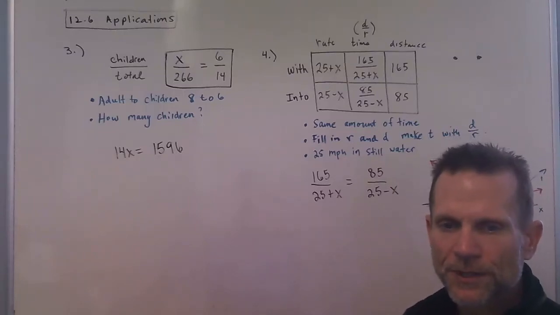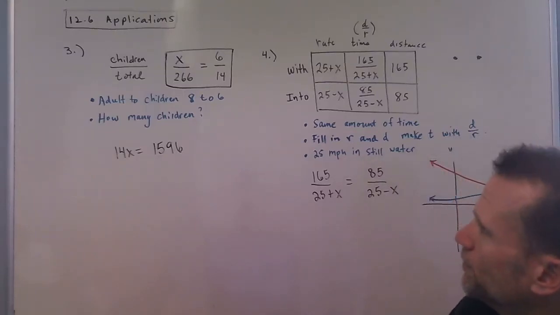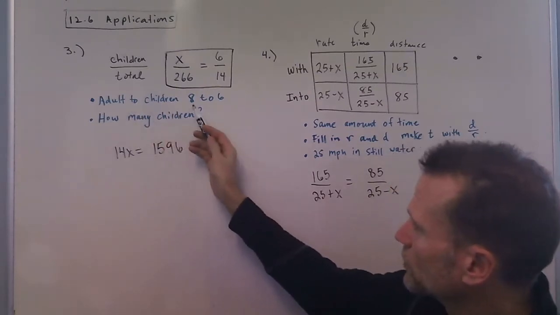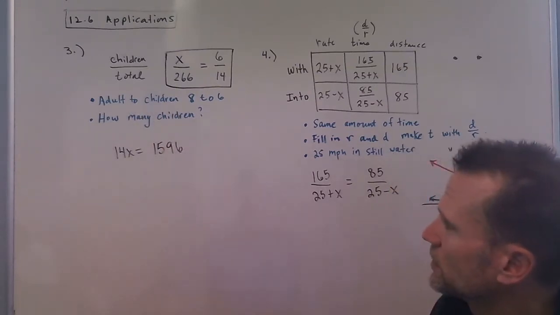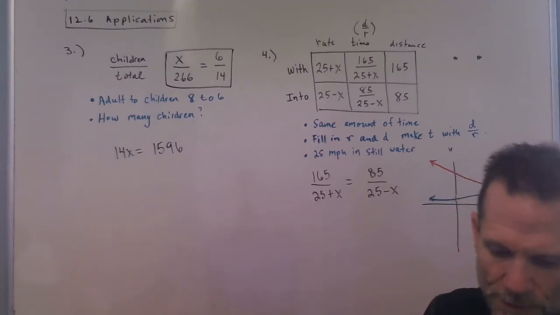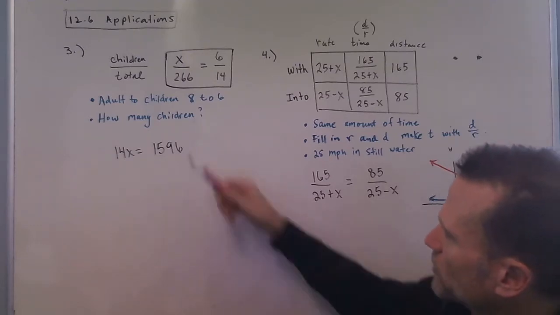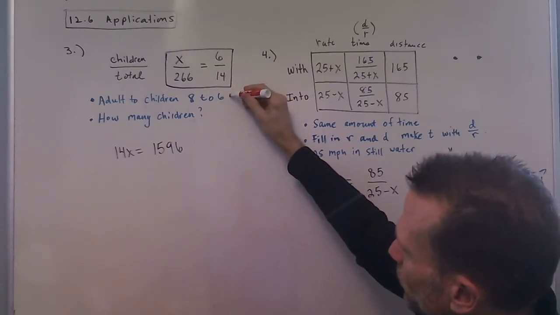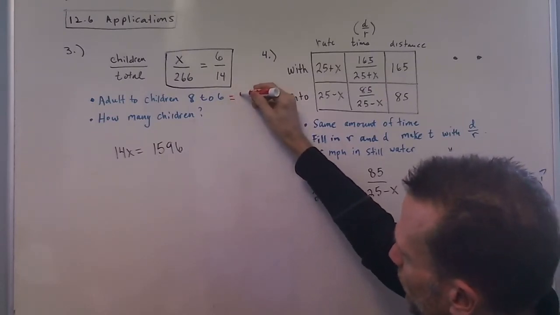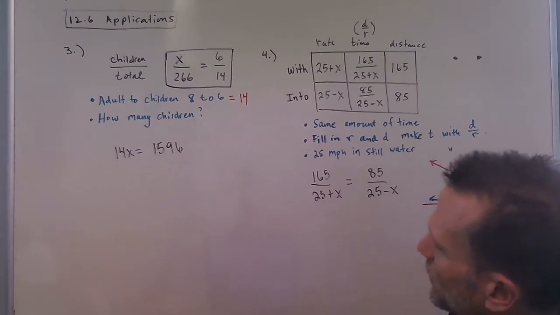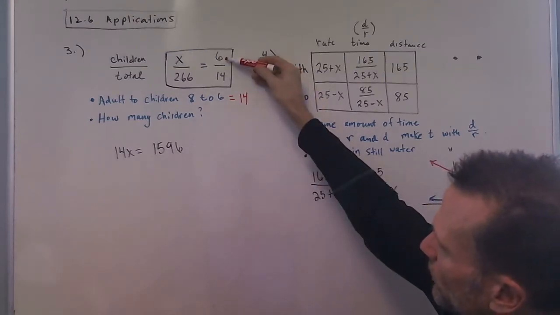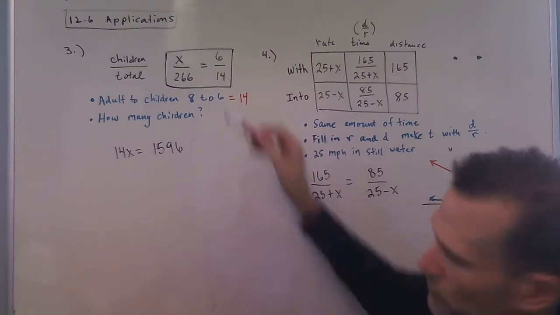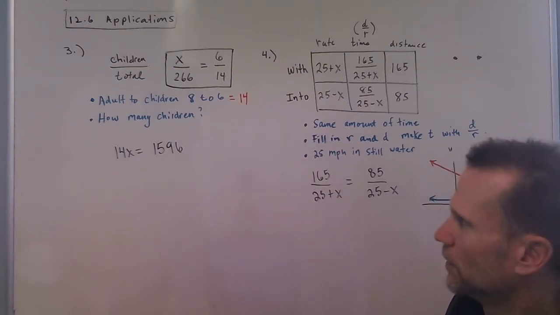Okay, continuing with 12.6 here, looking at number 3 here, they give you the adult to children is 8 to 6 here. And one thing you have to remember with this, when they ask you for children to total, is that you have to remember that the total number of people that we're talking about here is 14. So when I set up my ratio of children to total here, I have to add those two numbers together.